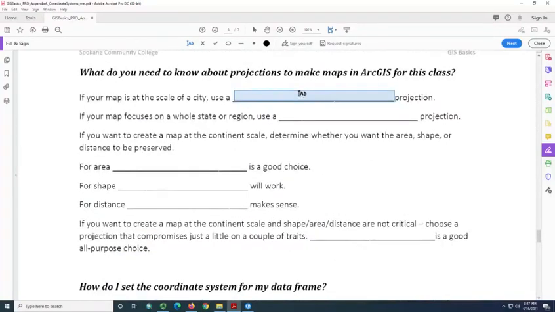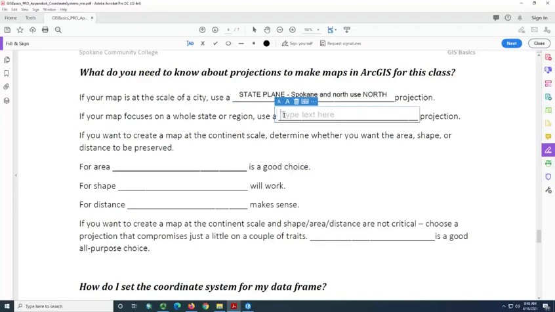Okay, so what do you need to know about projections to make maps for this class? If your map is at the scale of a city, I recommend using state plane projection. And every state has their own, usually a couple. If you're in Spokane and north, use the north projection. If you're south of that, use the south. So Washington State Plane North if you're in the city of Spokane or north.